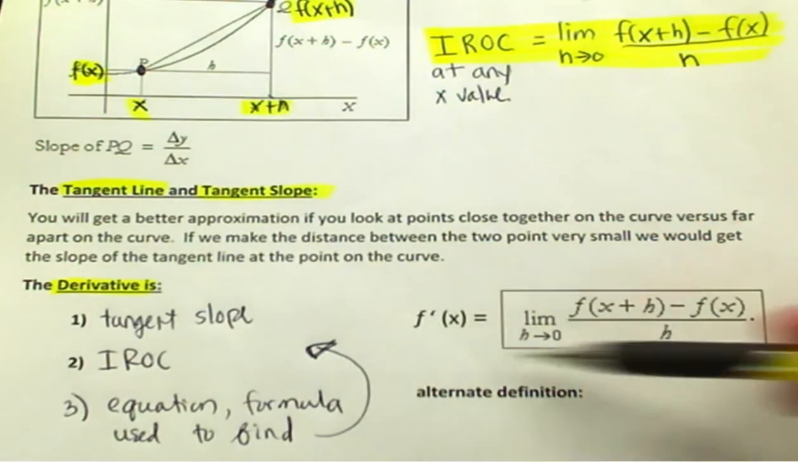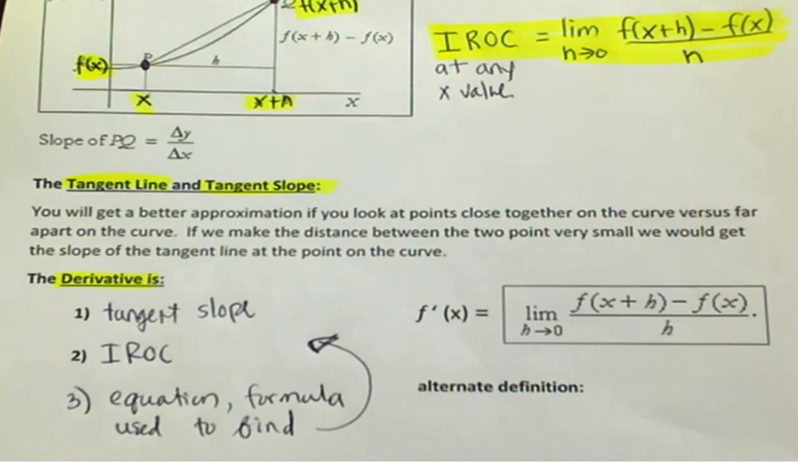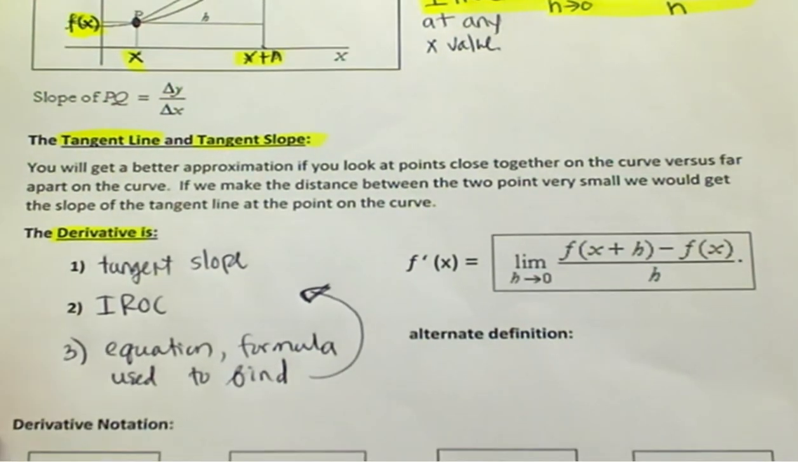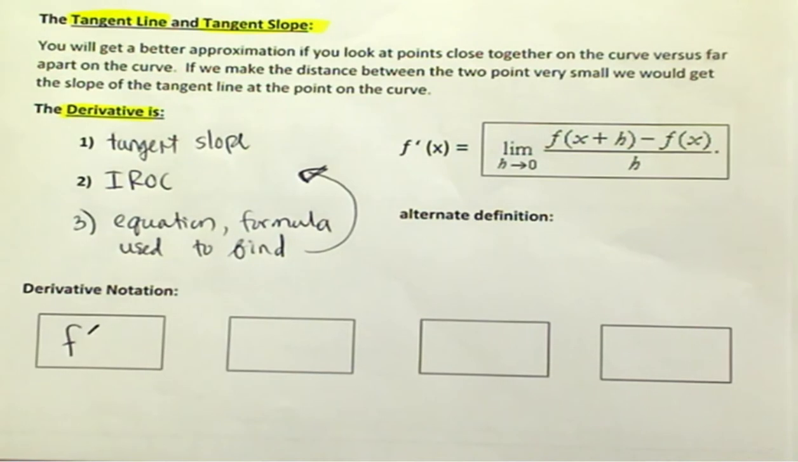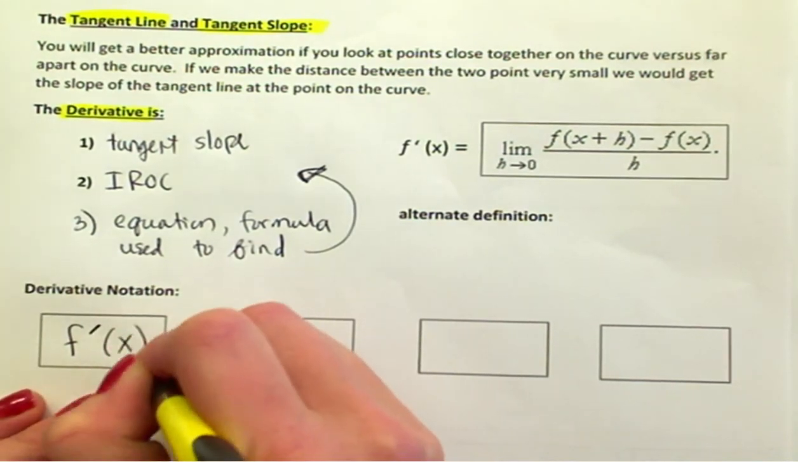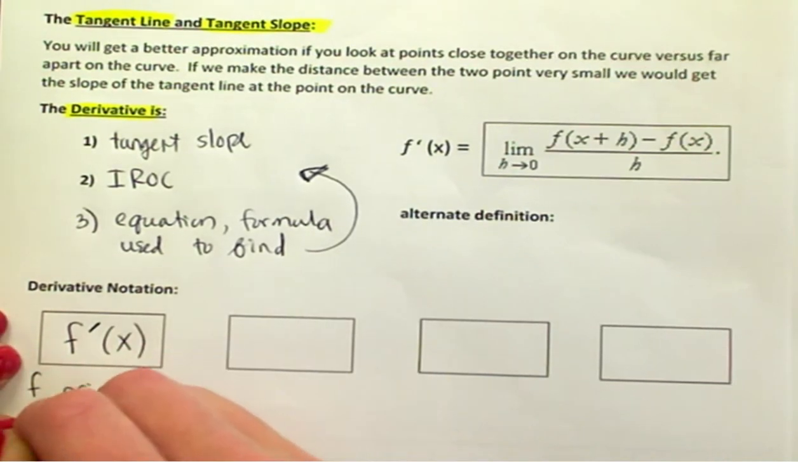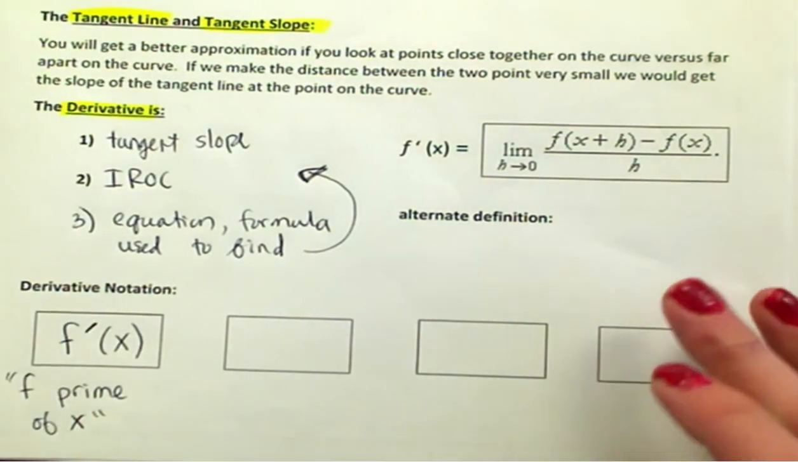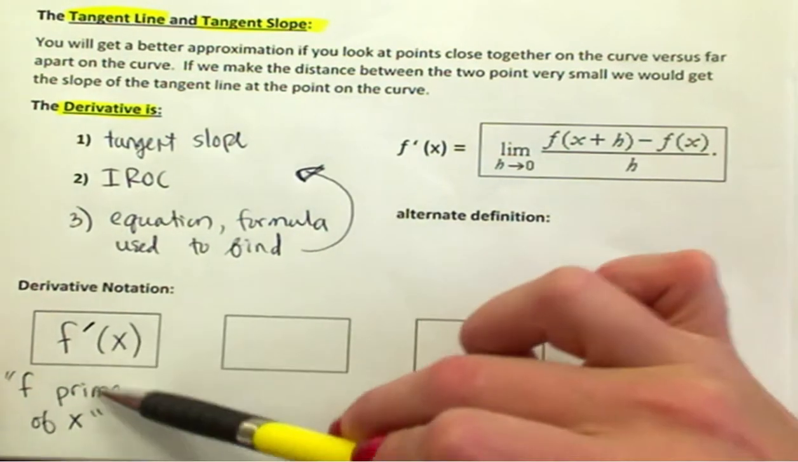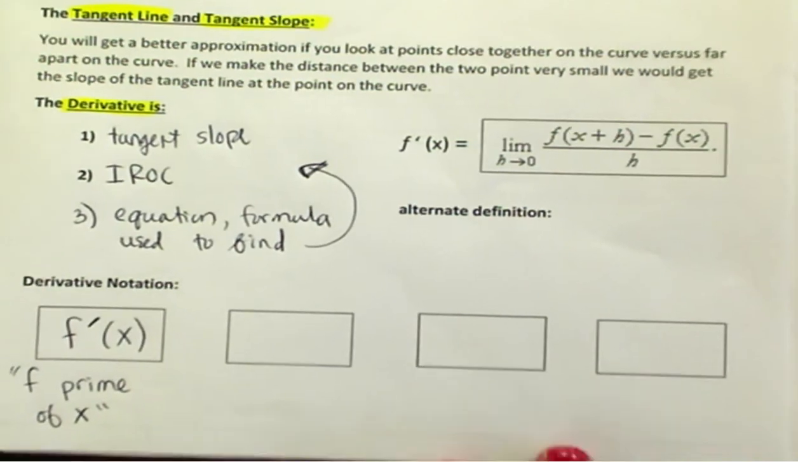Now I wrote the definition down here for you. I'm going to skip the alternate for now. And we're going to look at the notation. The notation is f prime of x. It looks like an apostrophe. We say f prime of x. Prime is what means I'm talking about the derivative.